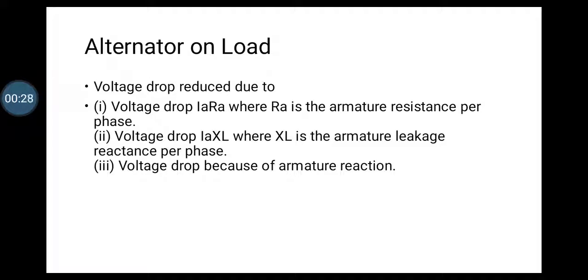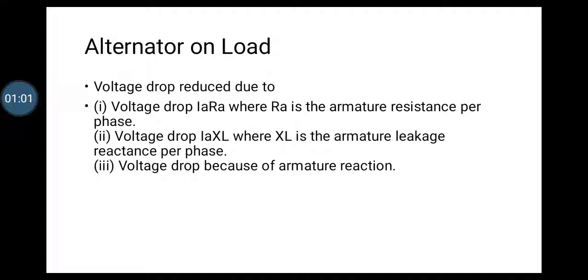Whenever a current is flowing through a resistance, there will be a voltage drop. Similarly, reactance also. So when an alternator is under load, three voltage drops occur. The first is the voltage drop due to the armature resistance, the second is the armature leakage reactance, and the third is the armature reaction. We'll see them one by one.